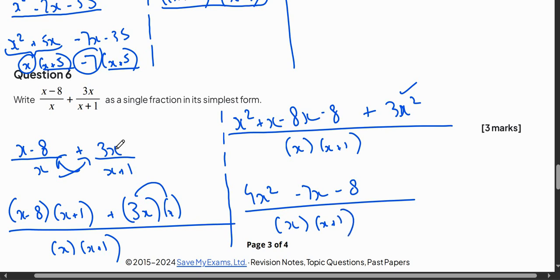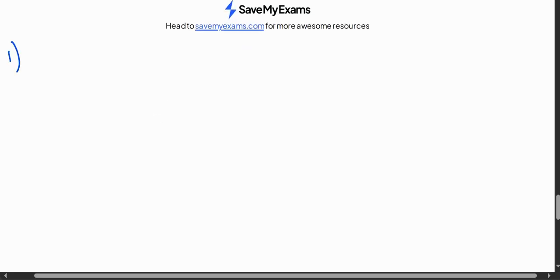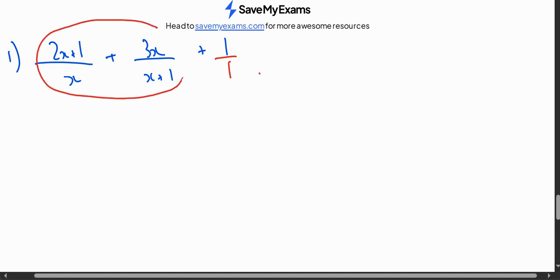Now some of my students have some question. I'm gonna give the last question as my own example. So for example, you can have a question like this: 2x plus 1 upon x plus 3x upon x plus 1 plus 1. Now whenever you have a question like this, automatically add upon 1 by yourself. And if you want, first solve these two parts.